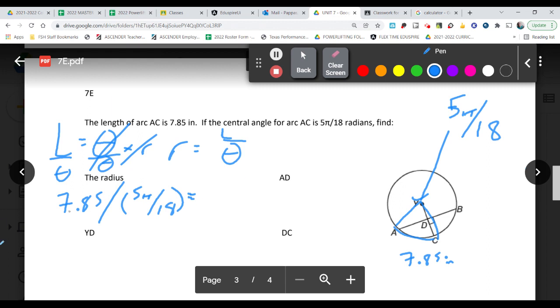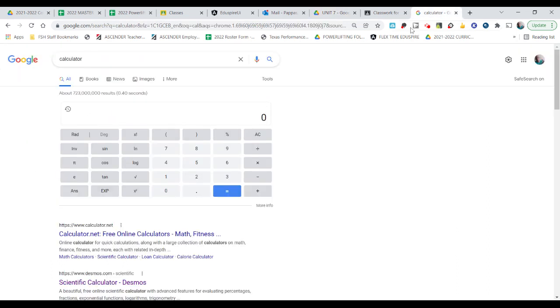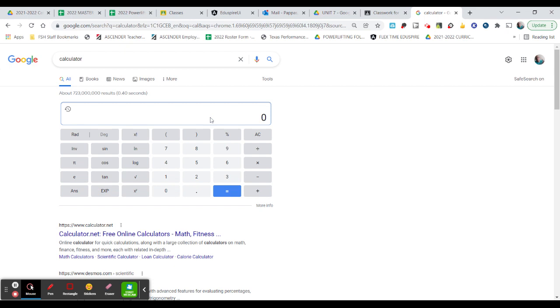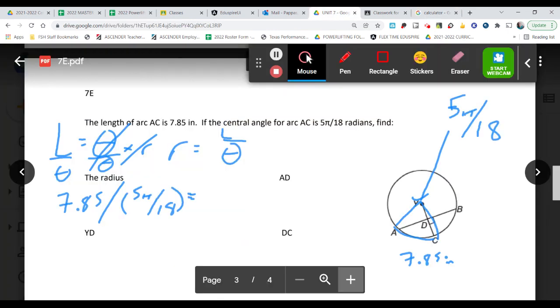If we go to our calculator, let's type that in here: 7.85 divided by parentheses 5 pi over 18. And in the Google calculator, you just hit the pi button that gives you your pi, so you don't even need to find the pi button on there. You just type that in, and it gives us a radius of about 8.995. So we'll just round that up to 9.